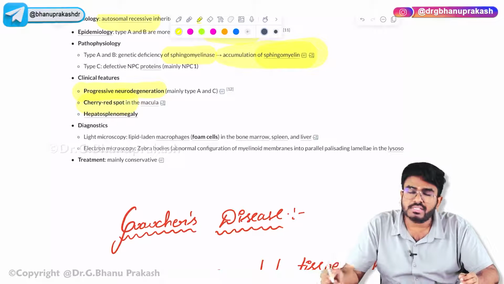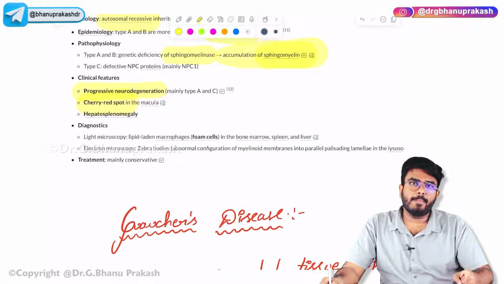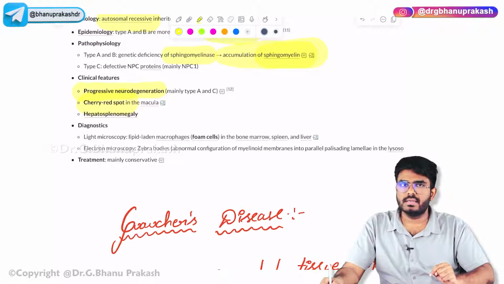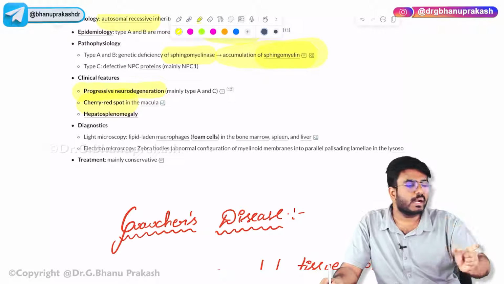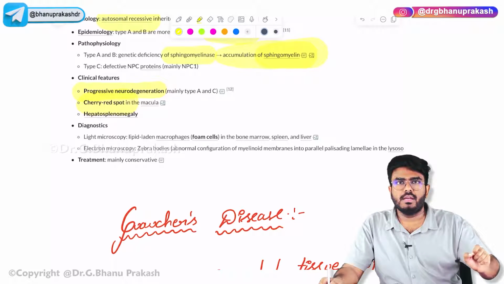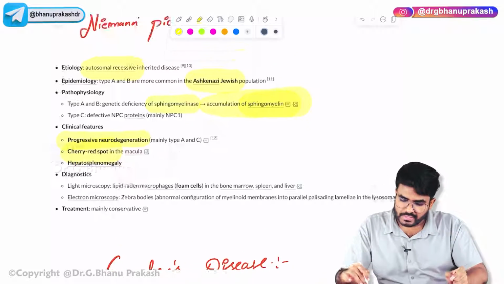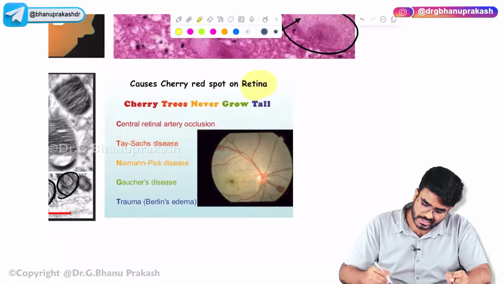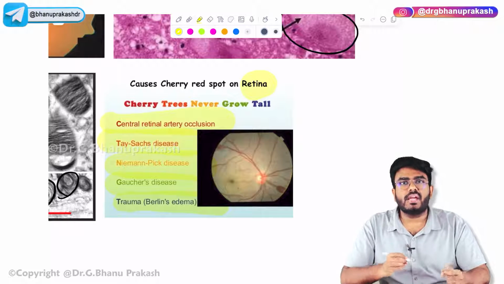Cherry red spots are seen, which means cherry red spots are not only seen in the previous condition, Tay-Sachs, but also in Niemann-Pick's. It's also going to be seen in some other conditions. True, so the cherry red spot is not specific to Tay-Sachs. It's seen in multiple conditions. For example, here I have given the list. Cherry red spots in the retina are seen in Tay-Sachs, but also in Niemann-Pick's, Gaucher's and central retinal artery occlusion.